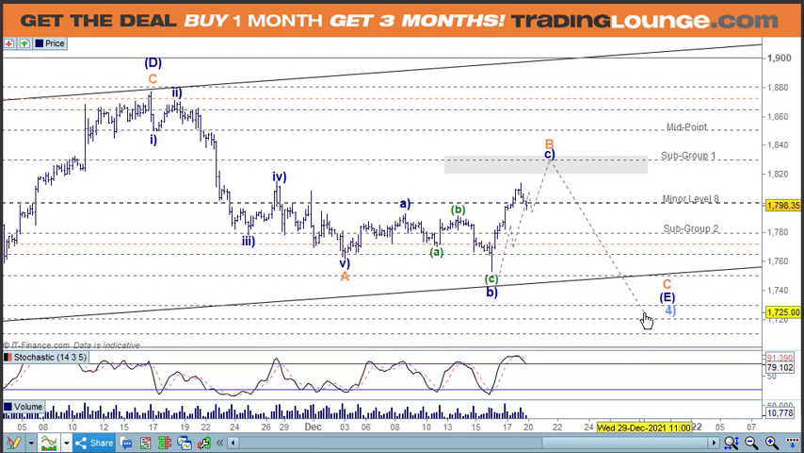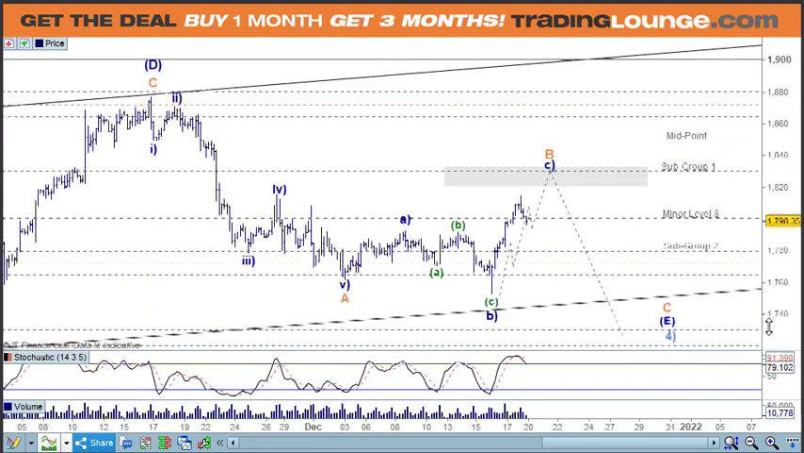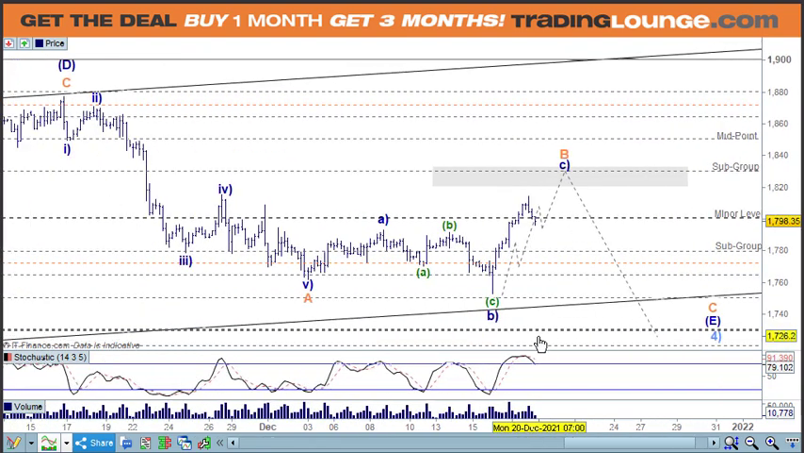I'm not quite sure. All I can do is just count the structure as we go, but expect 1720 to 1700 there, I guess. Now, the other point too is, what happens if we're wrong? Well, that will be pretty simple, because the last time we spoke, we were just in here looking at wave 1 and 2, and then we were looking for wave 3.